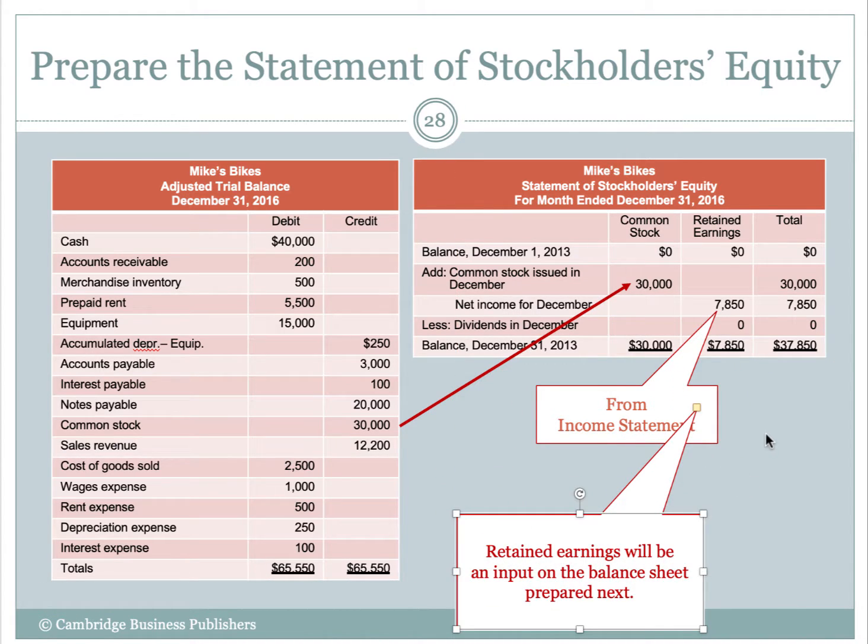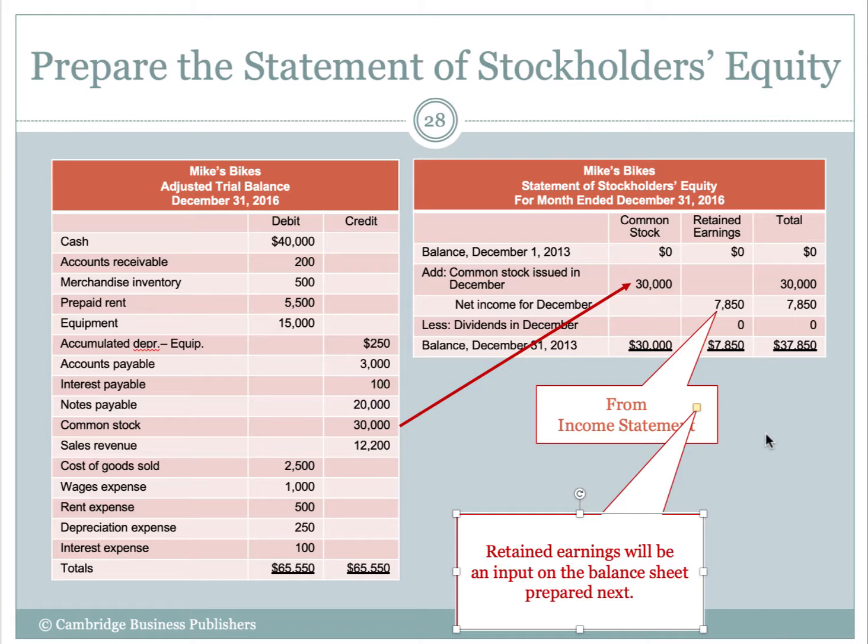There. Okay, so the first thing you notice is from the adjusted trial balance, we're pulling our common stock number, right? So we need the adjusted trial balance. We need to grab our common stock number. So what exactly is the statement of owner's equity? Well, it shows us how owner's equity changes over a specific time period. Did it go up? Did it go down?